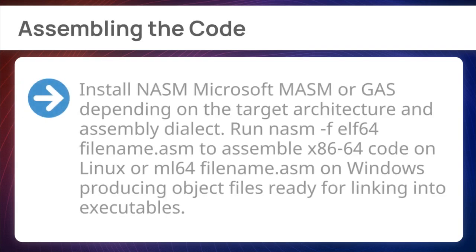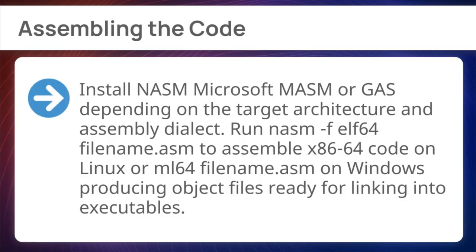Next, assembling the code. Install NASM, Microsoft MASM or GAS, depending on the target architecture and assembly dialect. Run NASM -f elf64 filename.asm to assemble x86-64 code on Linux, or ML64 filename.asm on Windows, producing object files ready for linking into executables.